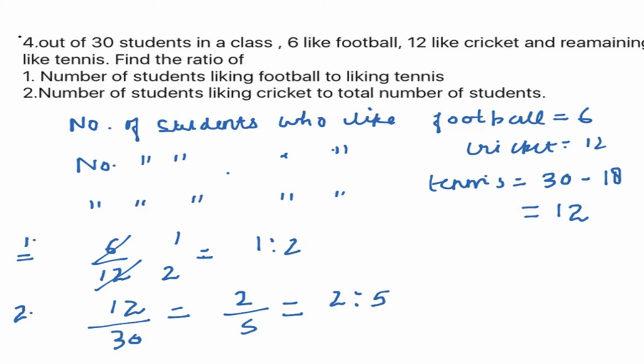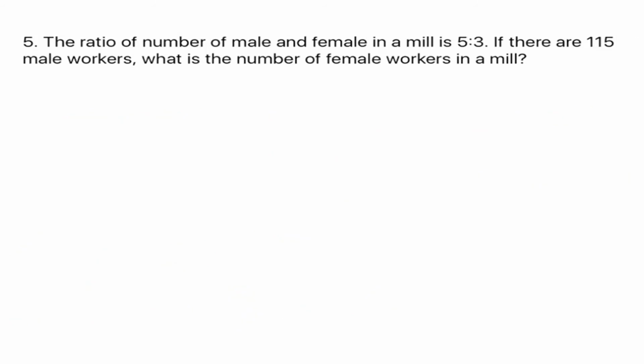So on that basis we can do some other kind of question in which we have given some quantities and we have to compare the other quantities. Now let's move to the next question. The next question is, we have given the ratio of number of male and female in a mill is 5:3, and they have given the total number of male workers is 115, and we have to find out the number of female workers. So in such type of question, what will we do?